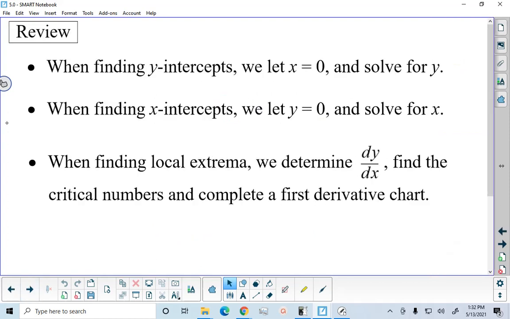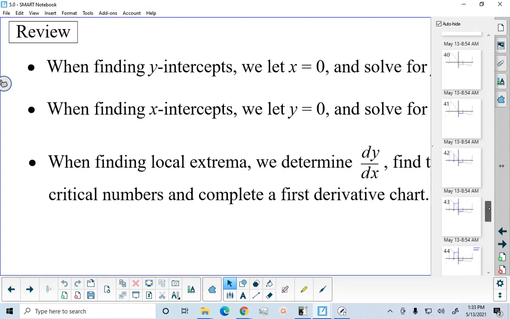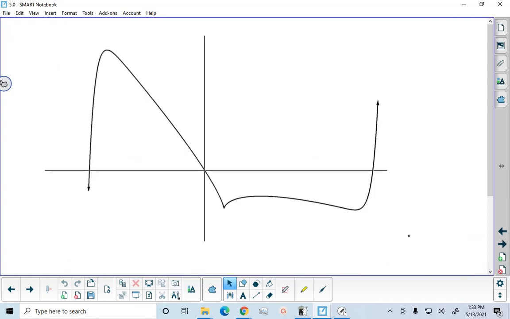So to begin with here for a review, when you find y-intercepts, you let x equal 0 and you solve for y. When you find x-intercepts, you let y equal 0 and solve for x. Those are two ideas we learned all the way back in grade 10, even with linear functions, but it's true for any function. And then in the last chapter, we learned that if you want to find the locations of local extrema, which means max and min, then you determine the derivative and you do a first derivative chart. So a little while ago, I had shown you the picture of a graph, this graph.